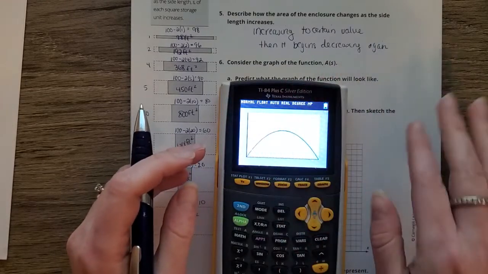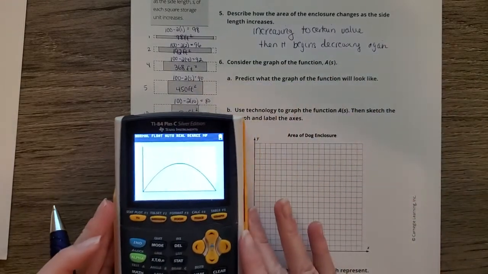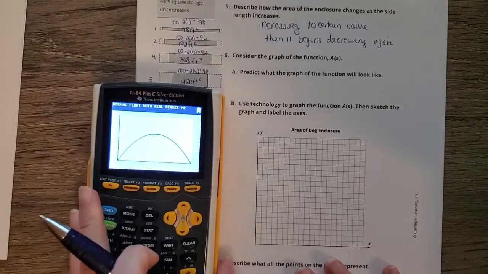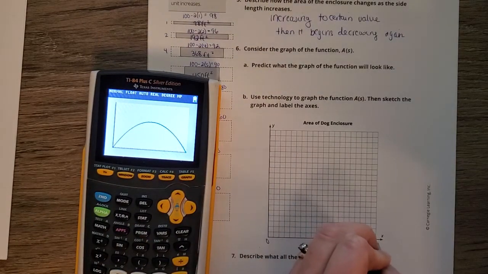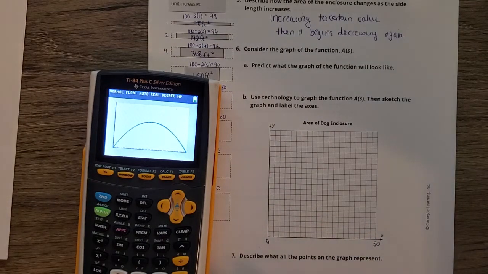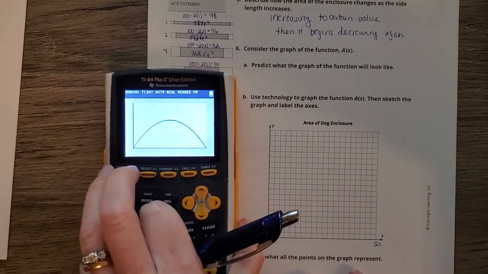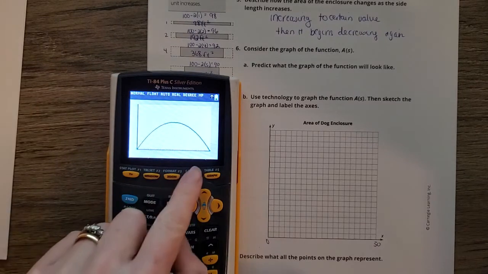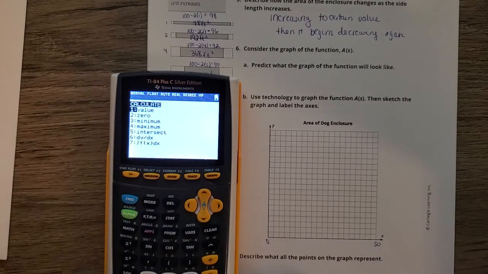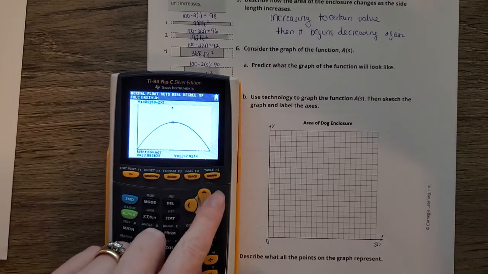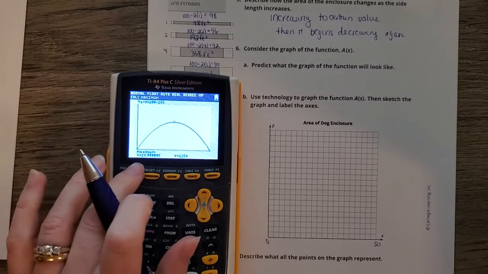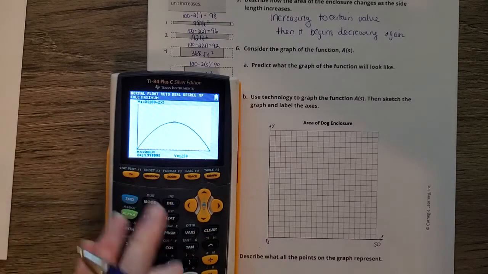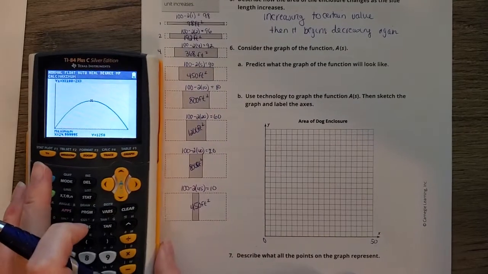So now we got to figure out some values on this in order to graph this kind of on our paper. So we know the smallest point was 0 and the highest was 50. Okay, we're going to now figure out where the highest or the max point on this graph is. So we go second and calculate, and we're going to find number 4, the maximum value. And we're going to pick something to the left side and something to the right side. And hit enter one more time. And we're going to round this to 25. The maximum value is at 25, 1250.